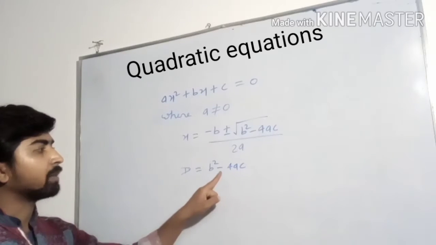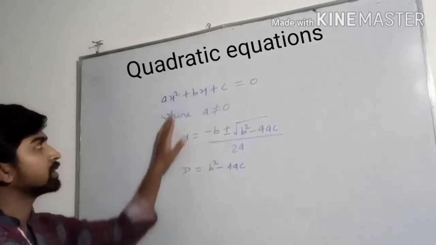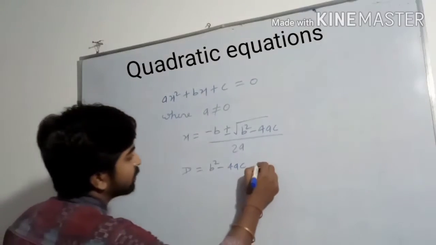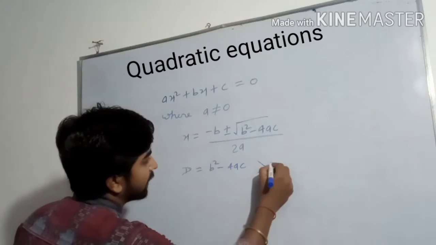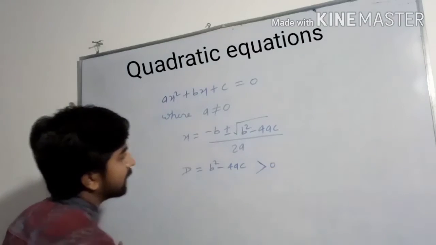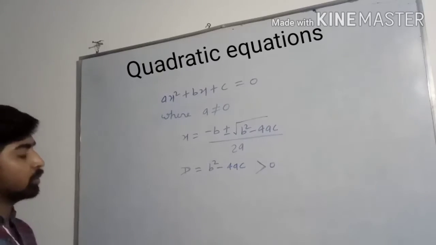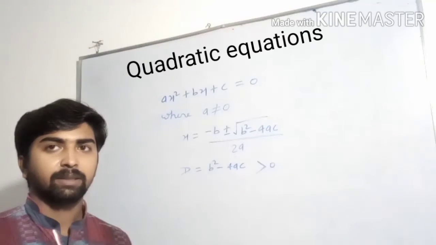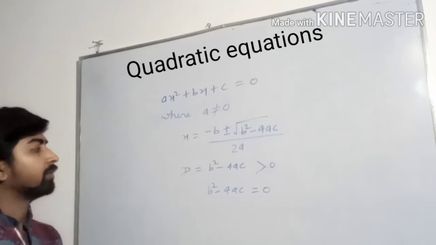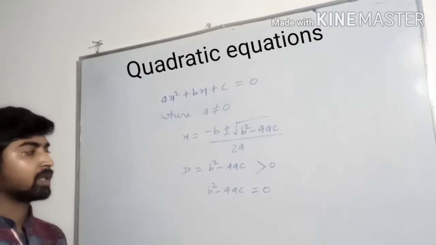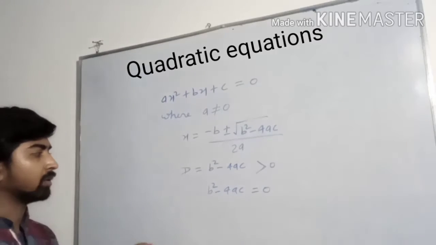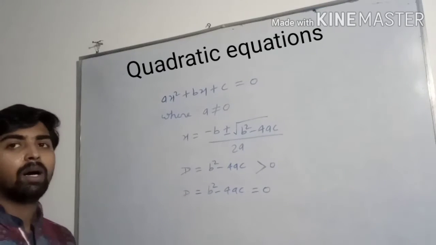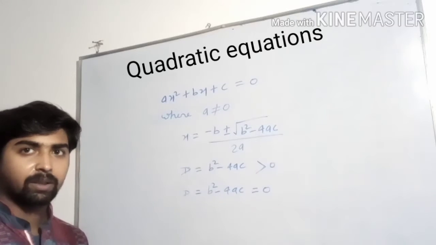When b² - 4ac, that is the discriminant of this quadratic equation, is positive, when b² - 4ac is greater than 0, then the roots of this quadratic equation are real and distinct. When b² - 4ac equals 0, that is D = 0, then the roots of the quadratic equation are real and equal.